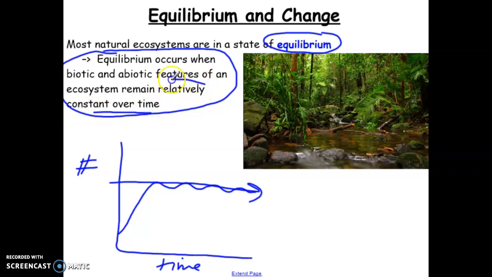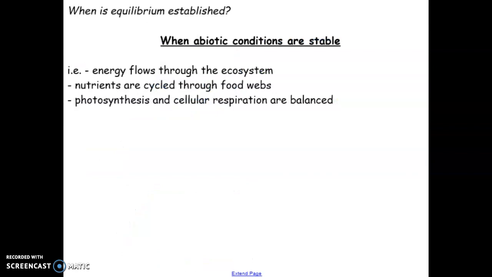Now, we say relatively constant because, of course, things can change. You can have predators increasing, or it rains a lot one spring season. Maybe there's a ton of rain that normally isn't there, so it changes up the features. But over a long period of time, it stays about the same. So when do we establish equilibrium?